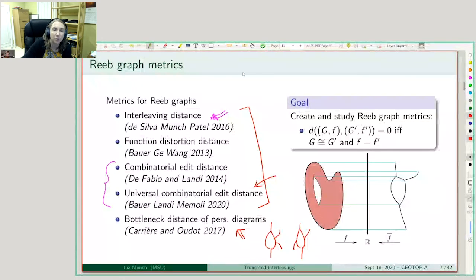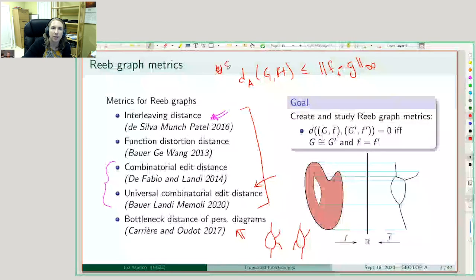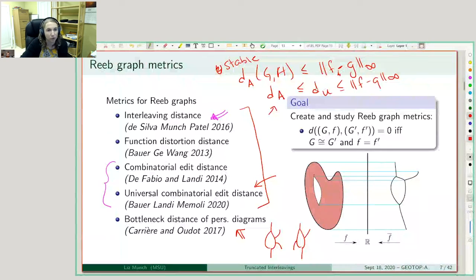So universality of a metric is that whatever metric you're interested in between your Reeb graphs should be stable, so less than or equal to the difference between the input data. Sorry, this is terribly explained. So these are stable, and the universal metric is the largest such of all of these options. If my universal metric is itself stable and is an upper bound for any other possible stable metric, then it's called universal. And so they showed that the combinatorial edit distance is universal.